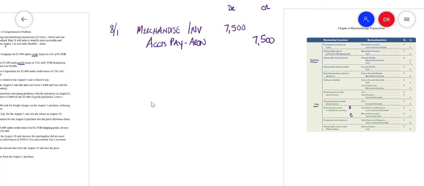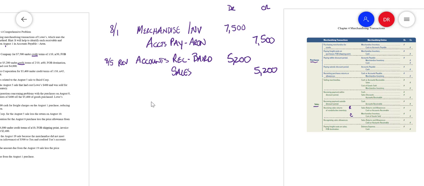So August the 5th, we start with a debit to accounts receivable because we're selling it to a customer who's going to pay us later, and it's Baird. And the amount will be $5,200. The credit will be to sales. Now this is the retail. This is revenue. This is the sales price. This is not the cost. So this is the revenue portion right here, okay?